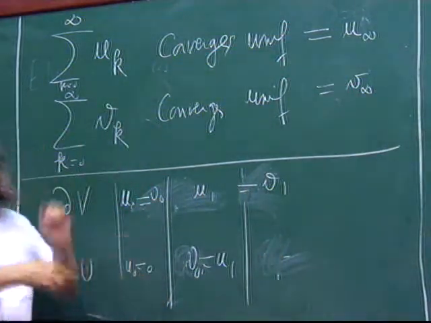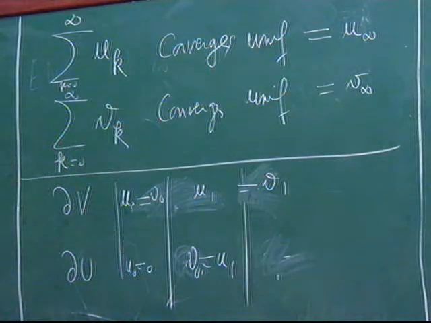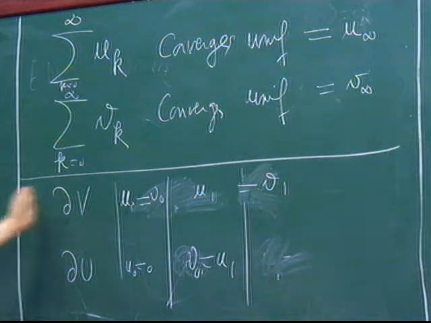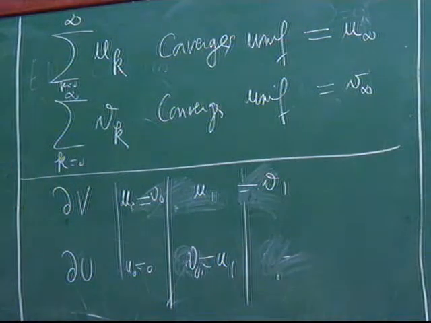At each step, one is equal to the other. So when you take the sum of all the ui's, that is what I call U infinity, and when you take the sum of all the vi's, that I call V infinity, they coincide on the two boundaries, boundary of V and boundary of U. Am I right?